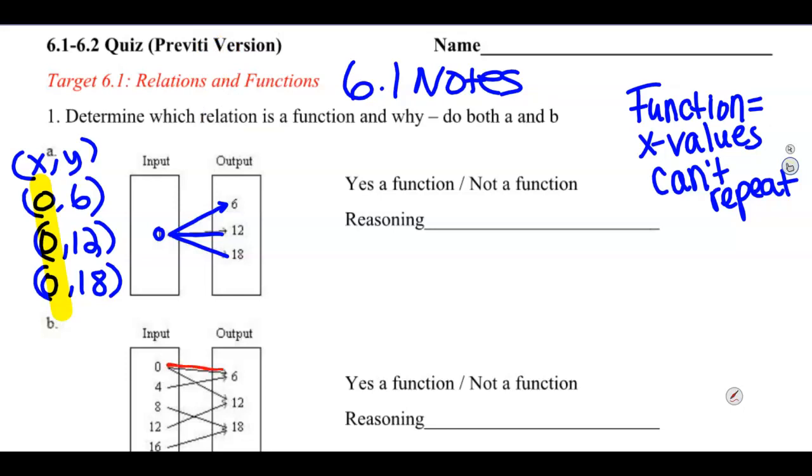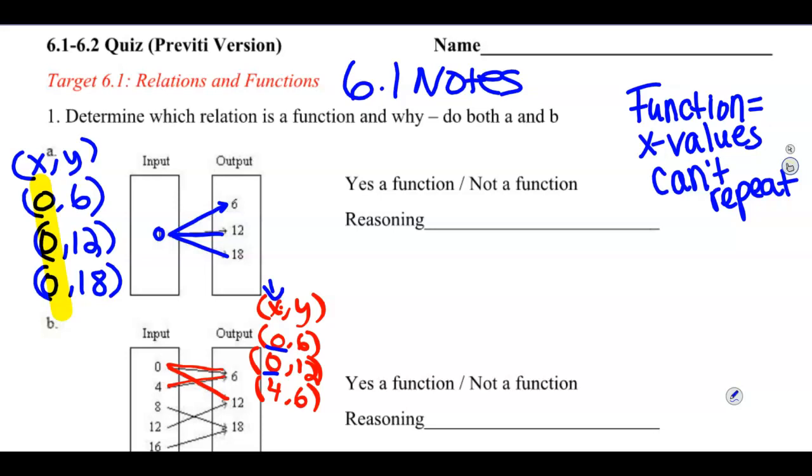So this is 0, 6, 0, 12. Now, you can keep going, 4, 6, but right away I notice my x comma y. I wrote the first two from this mapping diagram. I can clearly see I have a 0 in the x and another 0. So I have an x that repeats.